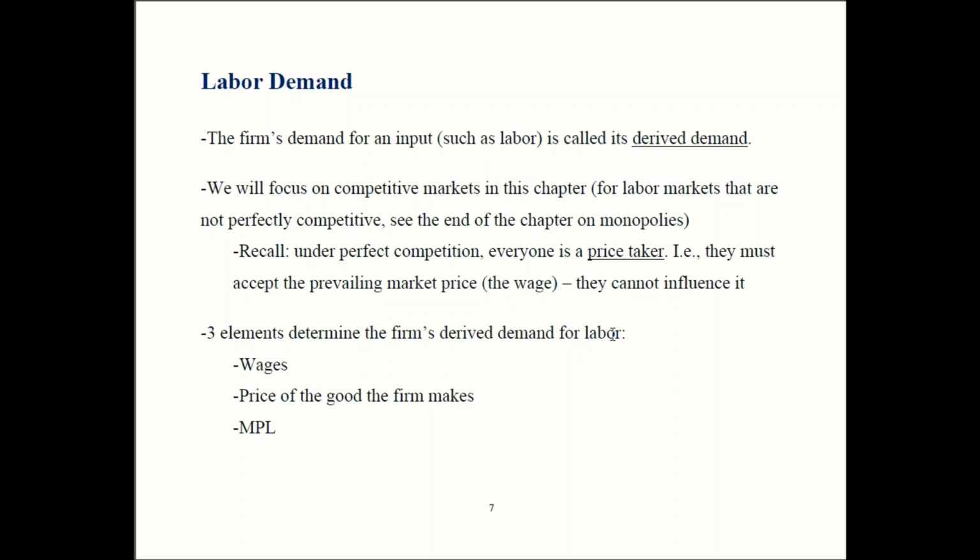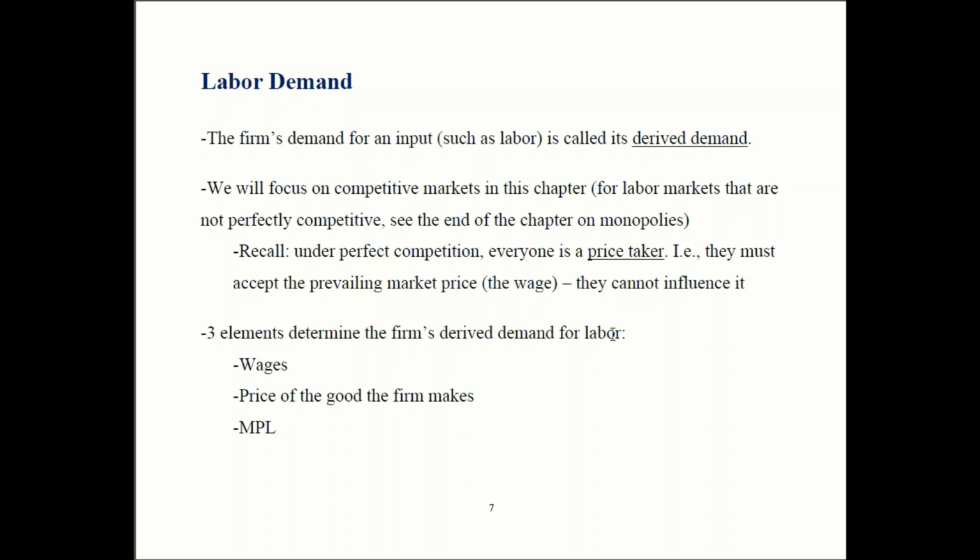When markets are competitive, it means that everyone is a price taker. No individual, no consumer, no firm has any ability to influence the price. You got to take the prevailing market price as given. So we have a special name for the price of labor. That's called the wage. So in this context, everyone being a price taker means that no firm and no worker can influence the market wage. You got to take that as given.